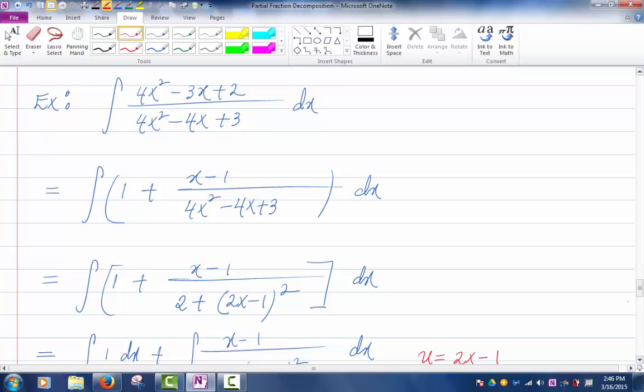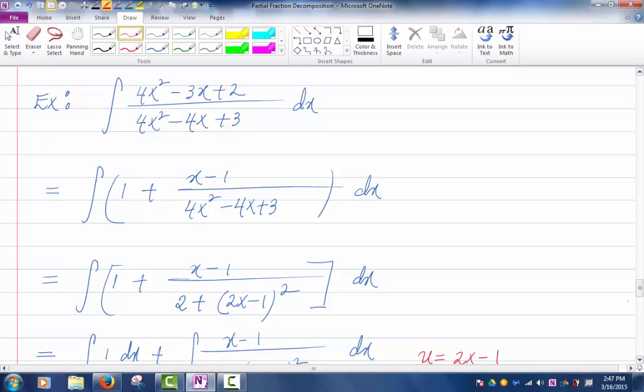This is where the problem is, the denominator. So I already have the partial fraction decomposition. I don't have to do anything. Why? Because if you look at the proper fraction, the denominator is already an irreducible polynomial, and the numerator is a linear factor, so this is already in decomposition form. I don't have to do decomposition here.